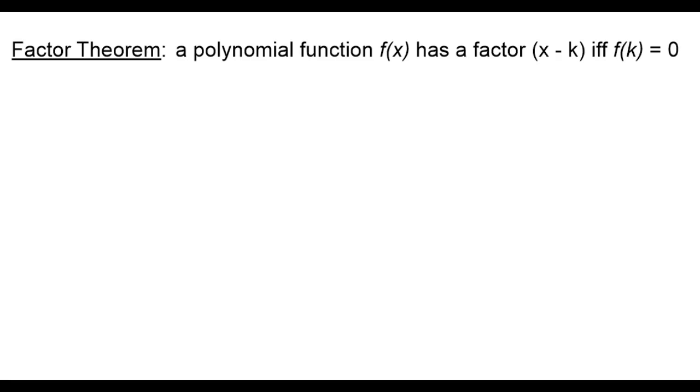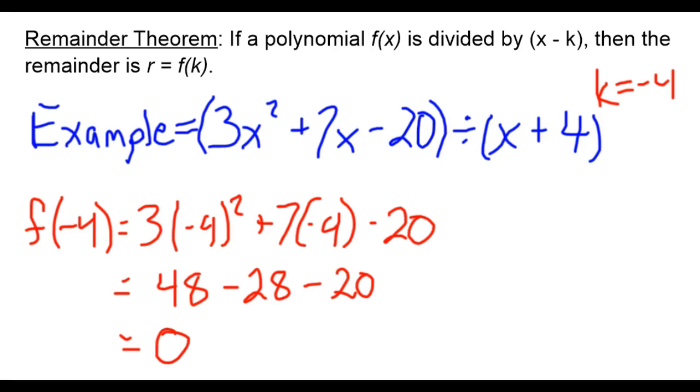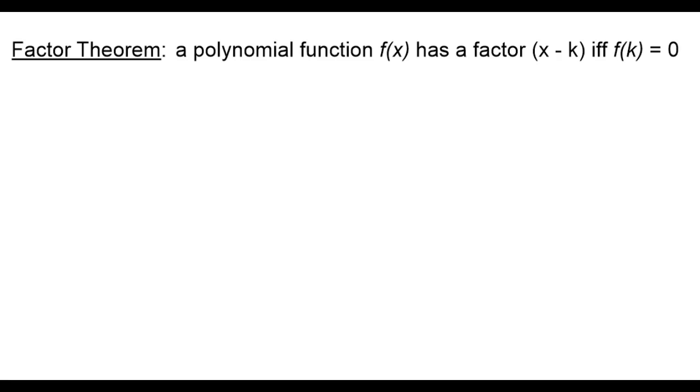and that is called the factor theorem. Okay, the factor theorem says a polynomial function f of x has a factor of x minus k if and only if f of k is equal to 0. So I'm going to go back to the last slide. When we took the value of f of negative 4, we ended up with f of negative 4 is equal to 0. The value of our function at negative 4 was equal to 0. So that meets the definition of the factor theorem.